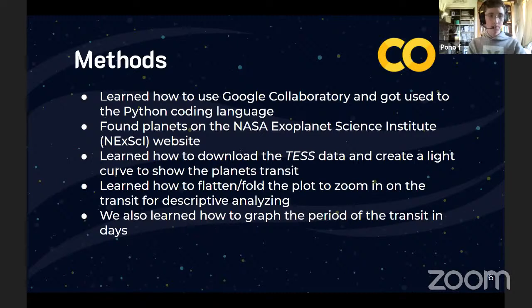The methods we used were learning how to use Google Colaboratory and getting used to the Python coding language. Another method we used was finding planets on the NASA Exoplanet Science Institute, NExScI, website. We learned how to download the TESS data and create a light curve to show how the planets transited. We learned how to flatten and fold the plot to zoom in on the transit for descriptive analysis. And we also learned how to graph the period of transit in days. Next slide.